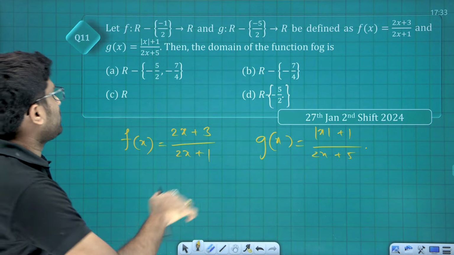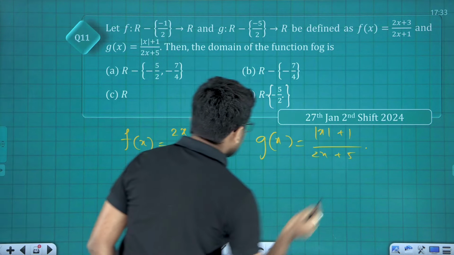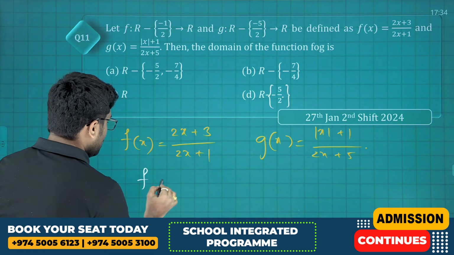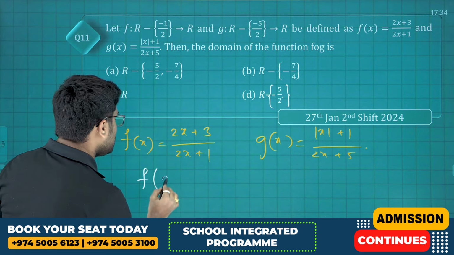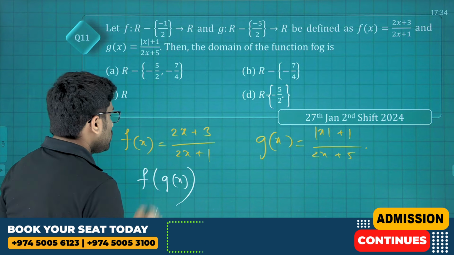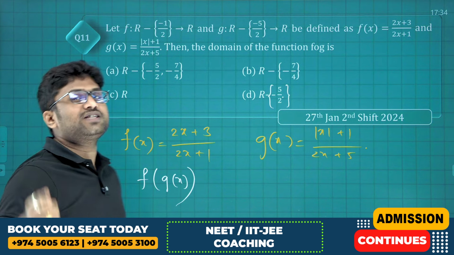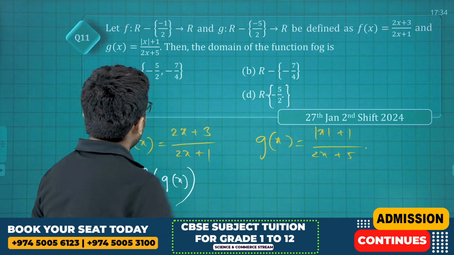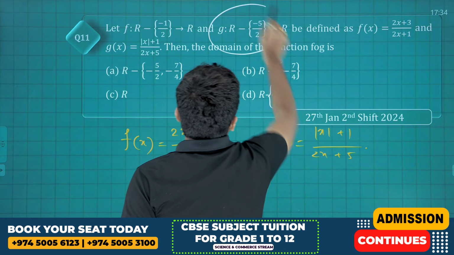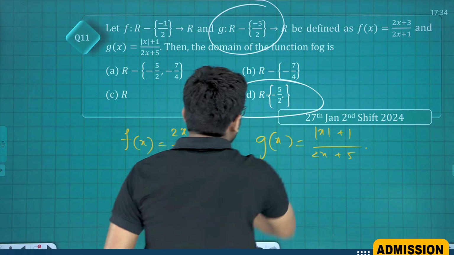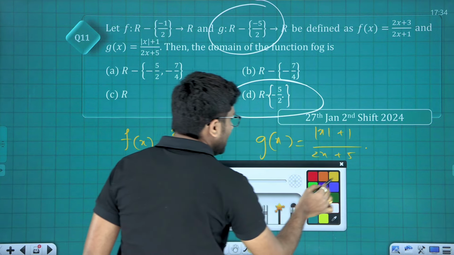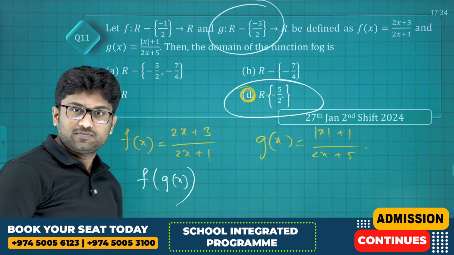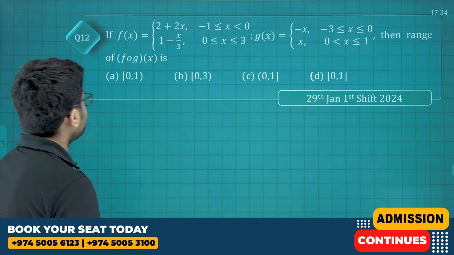Then the domain of f circle g. Arey yaar, friends, it is so simple. F circle g is f of g of x. So the domain of f of g of x is nothing but the domain of g of x only. Clear? Domain of g of x only. What is the domain of g of x? R minus of minus 5 by 2, which means the answer is directly R minus of minus 5 by 2. Direct question. Okay? Next one.